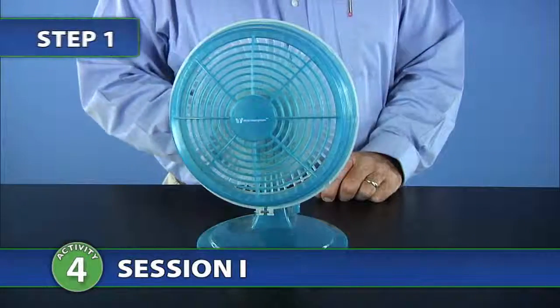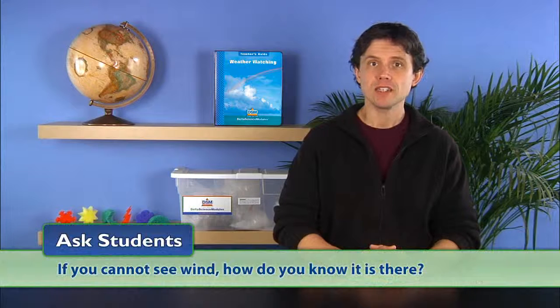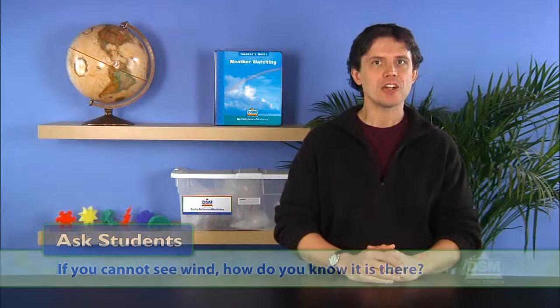To begin Session 1, turn on the fan and inform students that in this activity, they're going to study the wind, or the air that is moving across the Earth's surface. Ask students, what does wind look like? Help students understand that you cannot see the wind. Then ask, if you cannot see wind, how do you know it's there? Encourage students to use their senses in their answers.